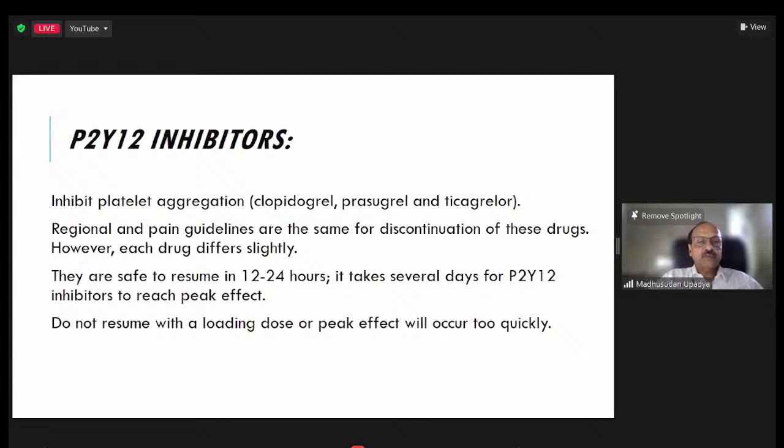The most commonly used drugs are the P2Y12 inhibitors, and the examples are clopidogrel, prasugrel, and ticagrelor. They inhibit the platelet aggregation, and regional and pain guidelines are the same for discontinuation of these drugs. However, each drug differs slightly. They're safe to resume 12 to 24 hours post-surgery, but it takes several days for them to reach the peak effect. Still, do not resume with a loading dose or the peak effect will occur too quickly, and if the spinal anesthetic has been given or an epidural has been put in, the patient can start bleeding. If you start the regular oral dose after 12 to 24 hours, the chance of surgical site bleeding or bleeding into the subarachnoid space or epidural space is not that significant. Okay?